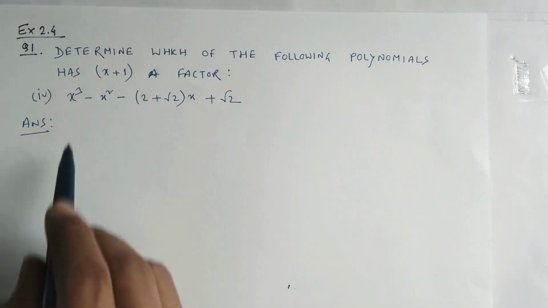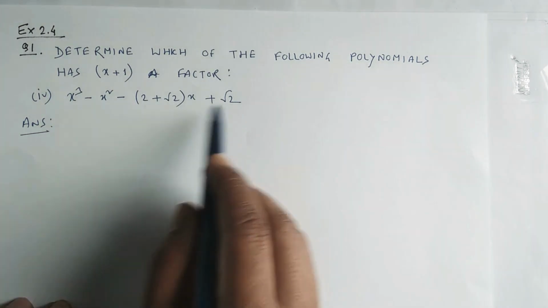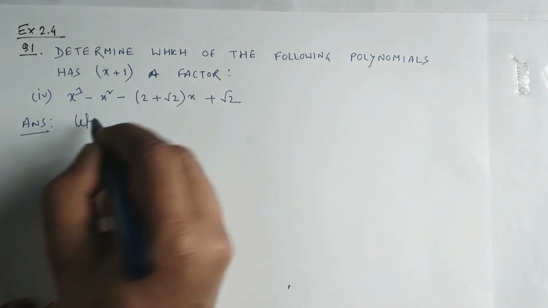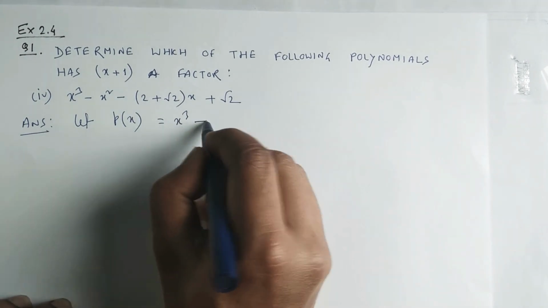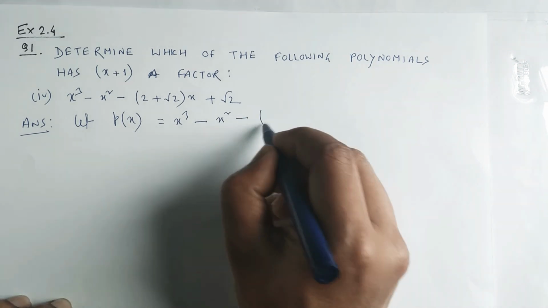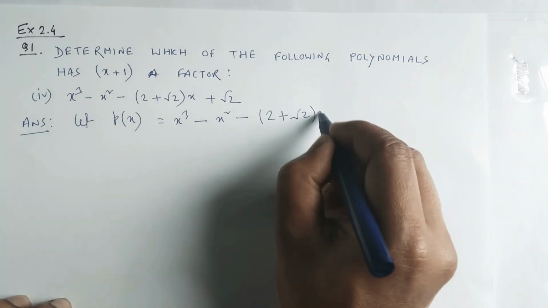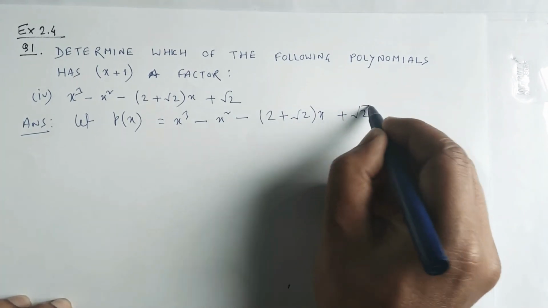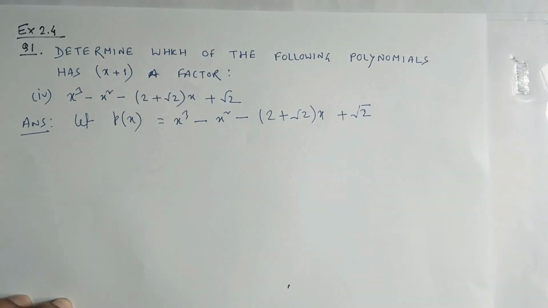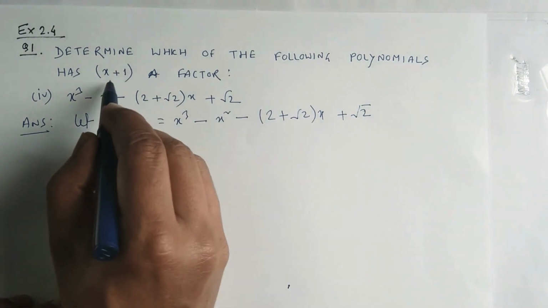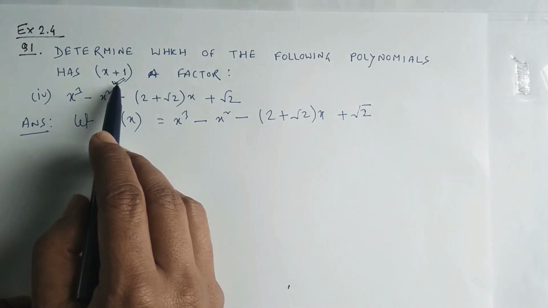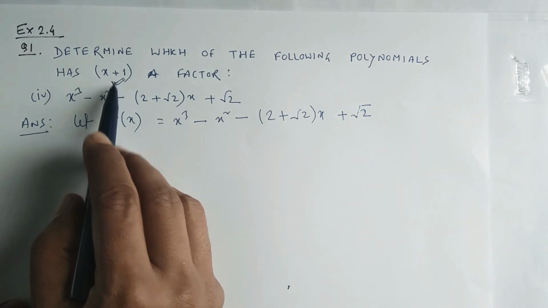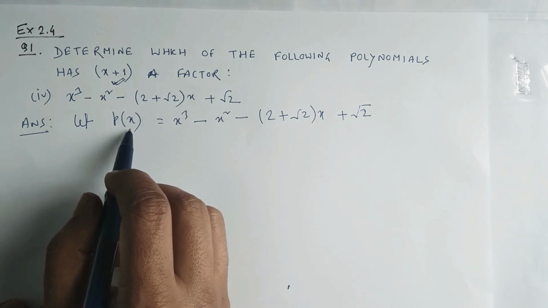So let us start. First of all, this given polynomial we will consider as p of x. Let p of x equal to x cube minus x square minus 2 plus root 2 x plus root 2. So this is the polynomial. Now for this polynomial you have to check whether x plus 1 is a factor or not. So you get this particular value of x which will be replaced here in the polynomial.